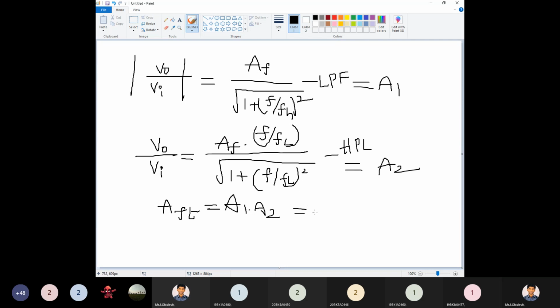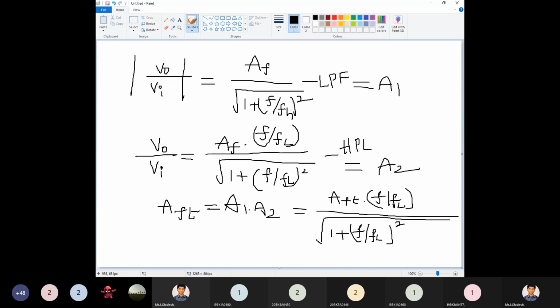Equals AFT into F by FL, divided by square root of 1 plus F by FL whole square, for only this term, into 1 plus F by FH whole square.